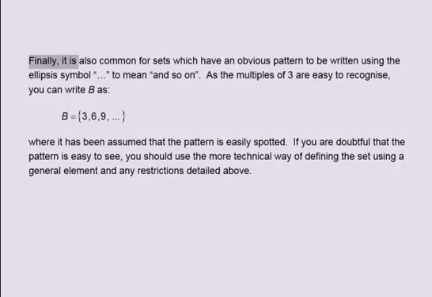Finally, it is also common for sets which have an obvious pattern to be written using the ellipsis symbol, 3 dots, to mean "and so on". As the multiples of 3 are easy to recognise, you could write the set uppercase B as B equals open curly bracket 3, 6, 9, ellipsis, meaning and so on, close curly bracket, where it has been assumed that the pattern is easily spotted. If you are doubtful that the pattern is easy to see, you should use the more technical way of defining the set using a general element and any restrictions, detailed above.